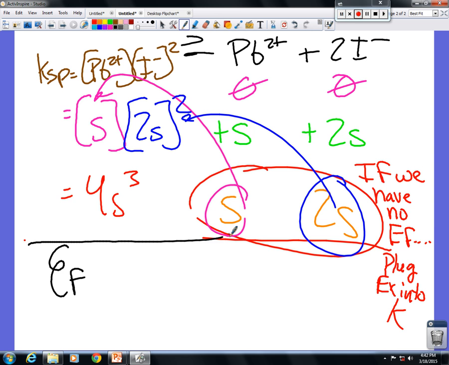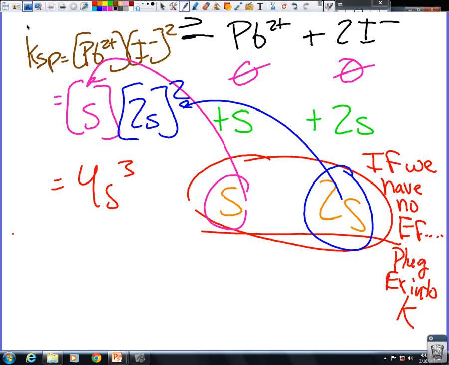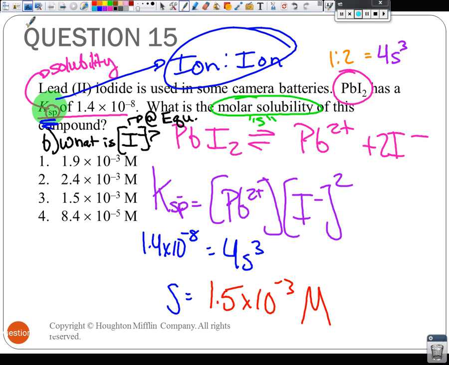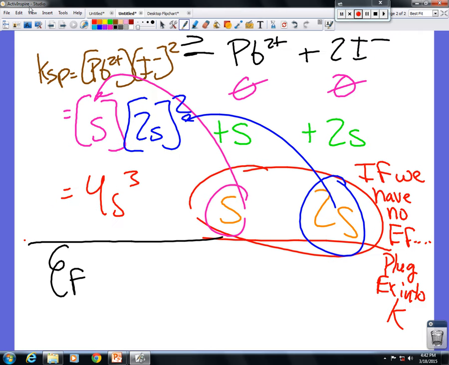Okay, so here's the deal. What was the question in the green circle asking for specifically? Molar solubility, which is S specifically. And then part B says, what is the iodide's concentration? You would double that value. Because think about it either way. If S is 1.5 times 10 to the negative third, if you plug in S, what do you do with it? Right here, it tells us to double it.